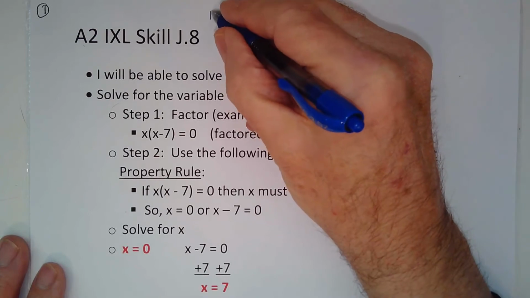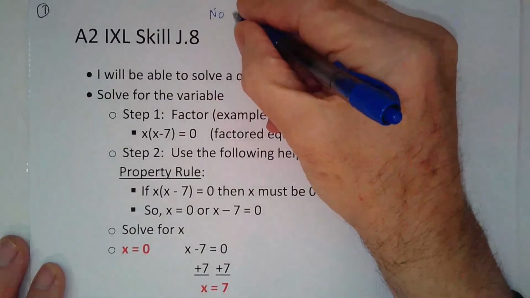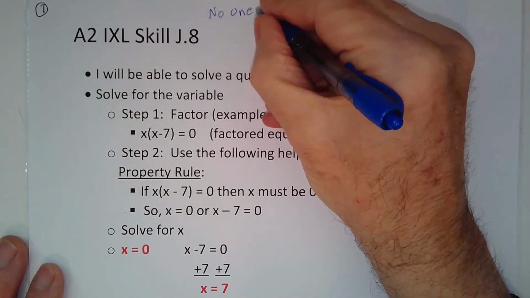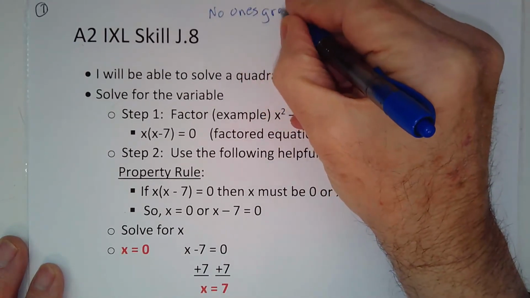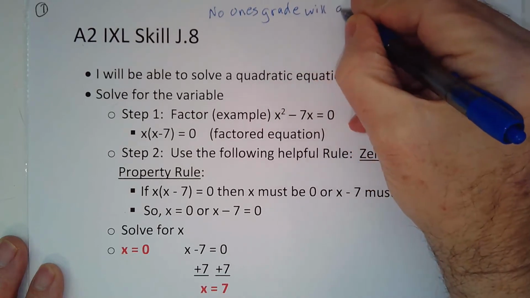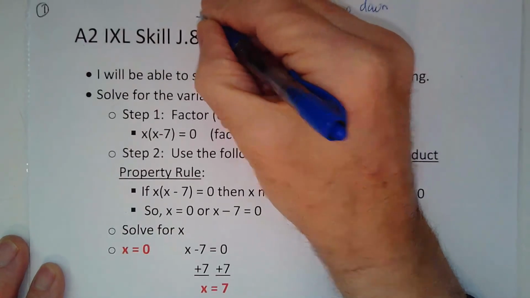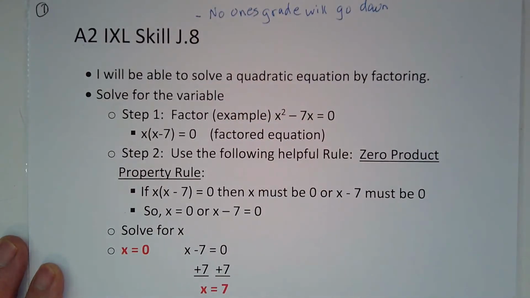So I'm going to write this. And if you want to take a picture of this, do so. No one's grade will go down. Whatever it was at the third quarter, that's the lowest your grade would be.